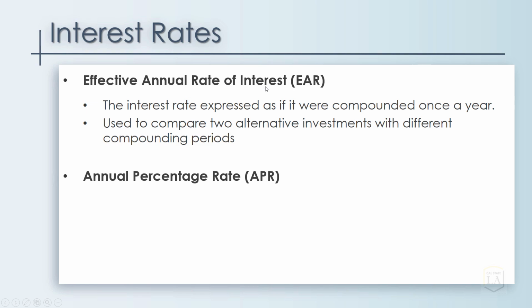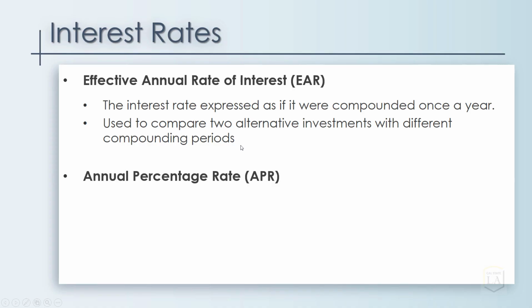Effective annual rate of return would be the interest rate expressed as if it were compounded once a year. A lot of times you will see a different compounding frequency, and there is a conversion that you need to make to express it in terms of annual compounding. That is called the effective annual rate of return. So why do we need that? We need that to compare two alternative investments with different compounding periods.